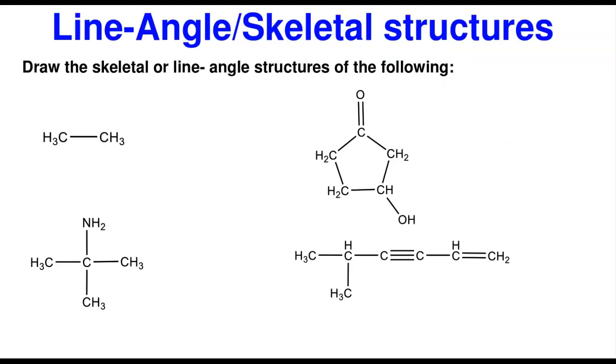Let's start with the line angle or skeletal structure. Line angle and skeletal structure simply means a way of representing structural formulas of organic compounds using lines. Usually we use lines. I like using my red to do this. We use lines to represent the bond. That's what we do.